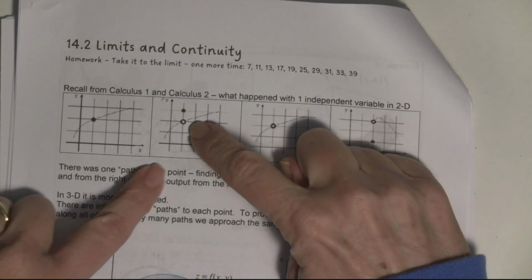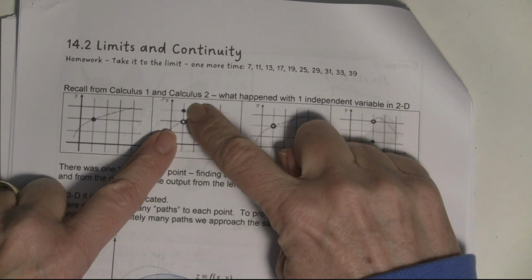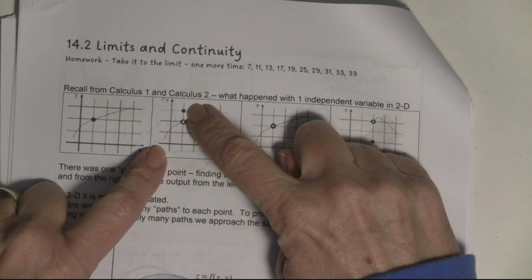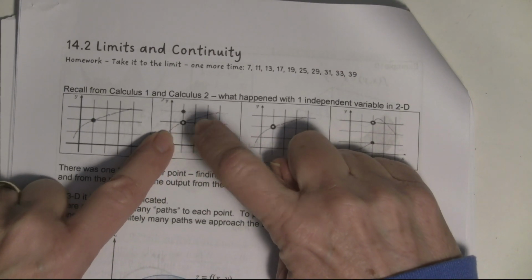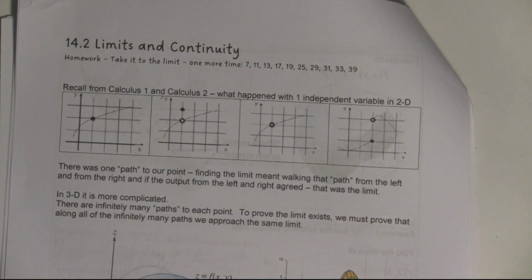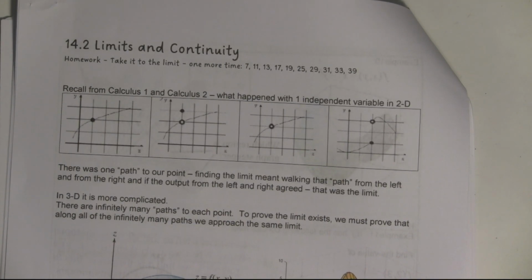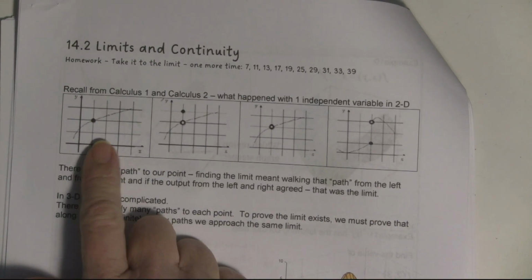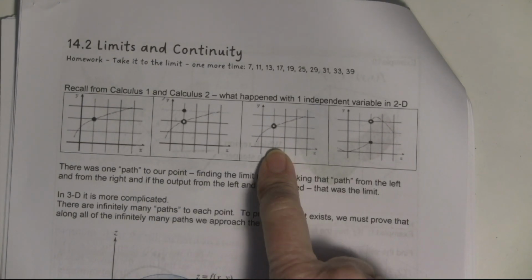And even if I have a hole in the graph, and this is where it's actually defined, where when x is 1, y is 3, that's still the limit. And there's just one path that gets me there. The reason I'm talking about one path is there's going to be more than one path when we start thinking about surfaces in 3D. So all of these things, the limit exists and it's 2.